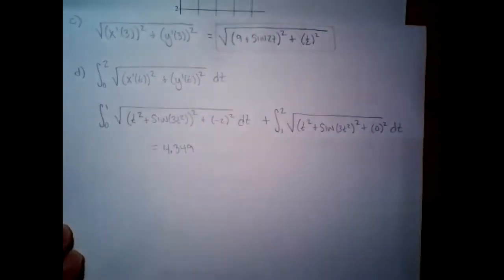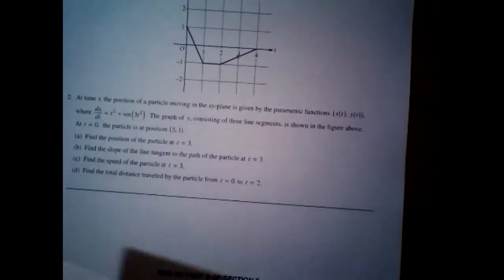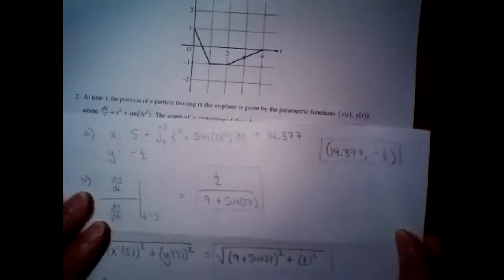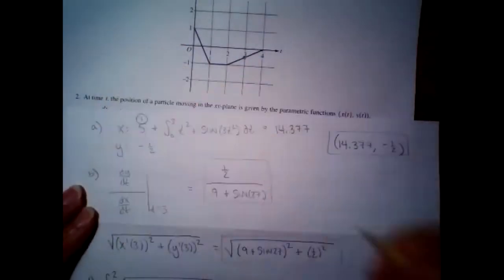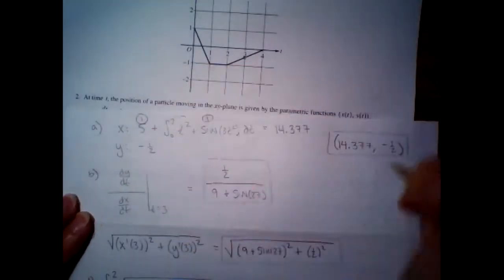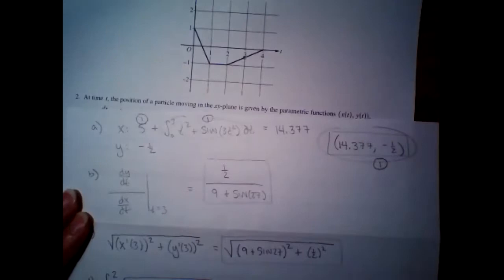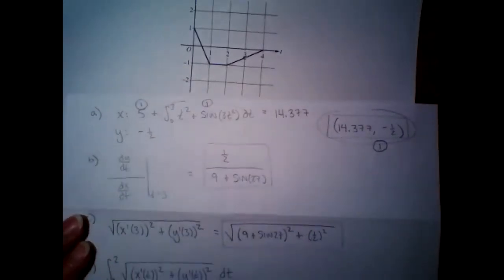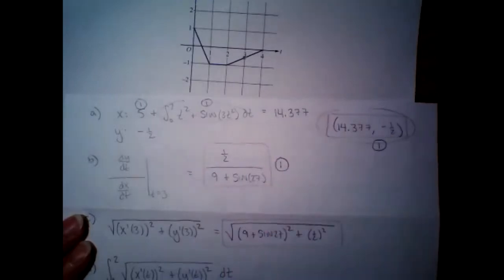All right, so let me go over the points for this one. In part A, it is a point for using the initial condition. So if you wrote 5 plus something, you got a point. It was a point for this integral, and then it was a point for that final answer as a coordinate point. All right, part B, that was just worth 1, which I guess is fair. We didn't really do much there.